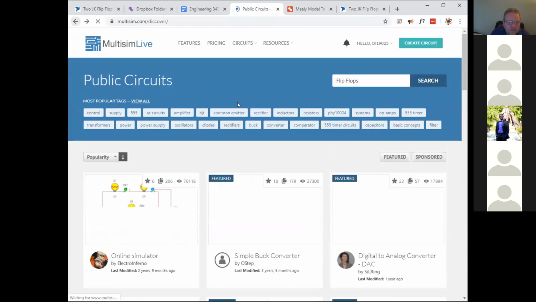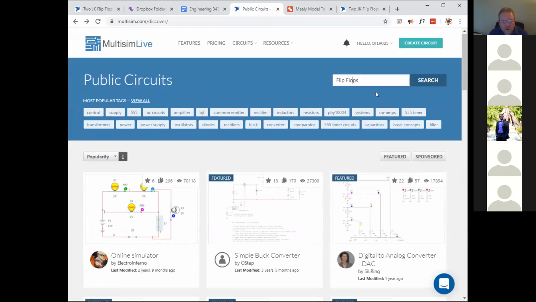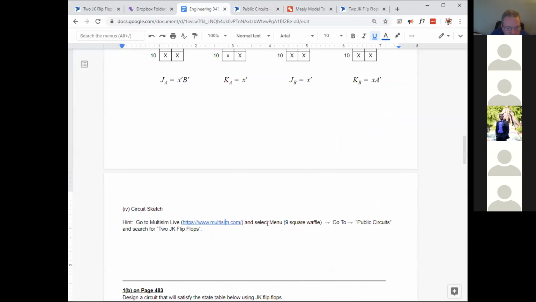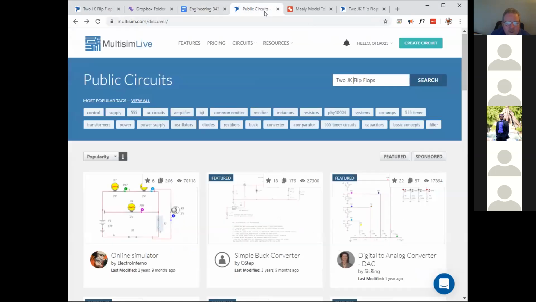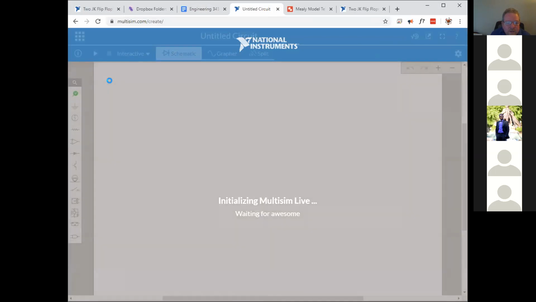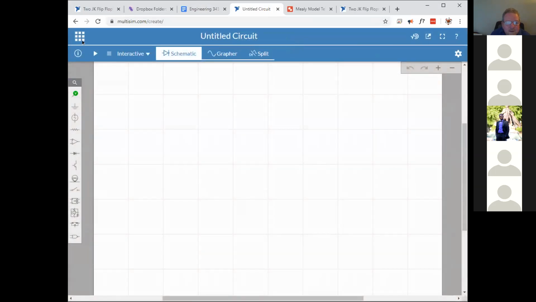If you go back to the search right here and use the phrase two JK flip-flops, you'll see that in the homework. It says, go to the 9-square waffle. Is that what y'all call it, by the way? I just call it the dots. The dots, okay. The 3 horizontal bars, I call it the hamburger, but I guess this one is like the 9 squares or the navigation menu.